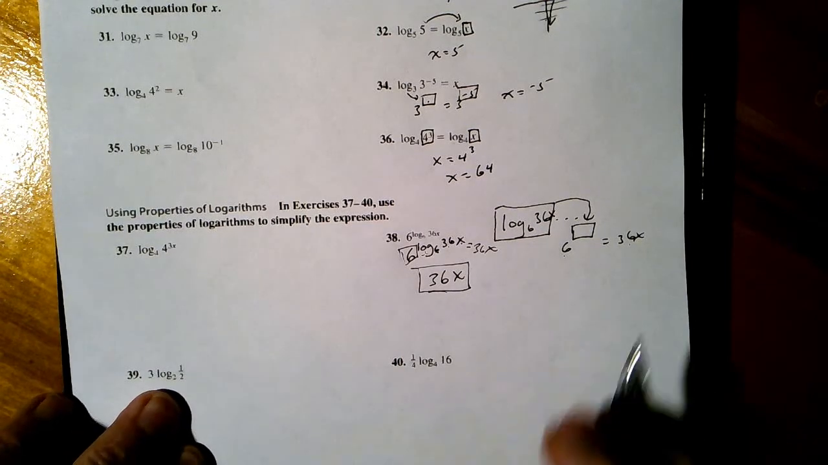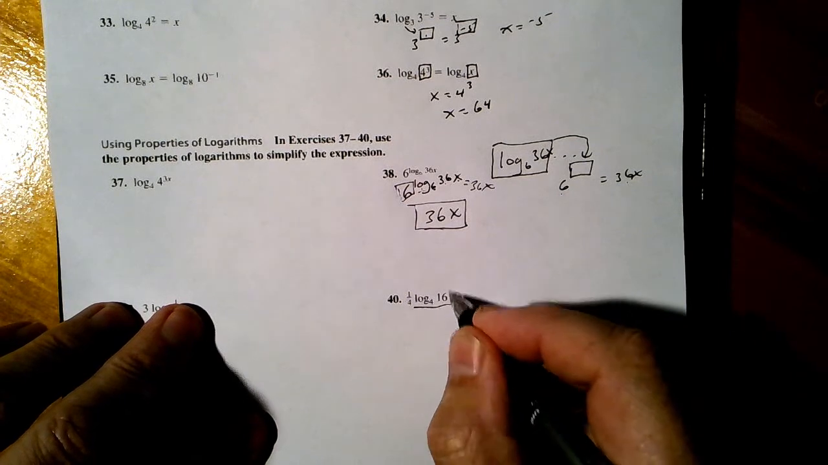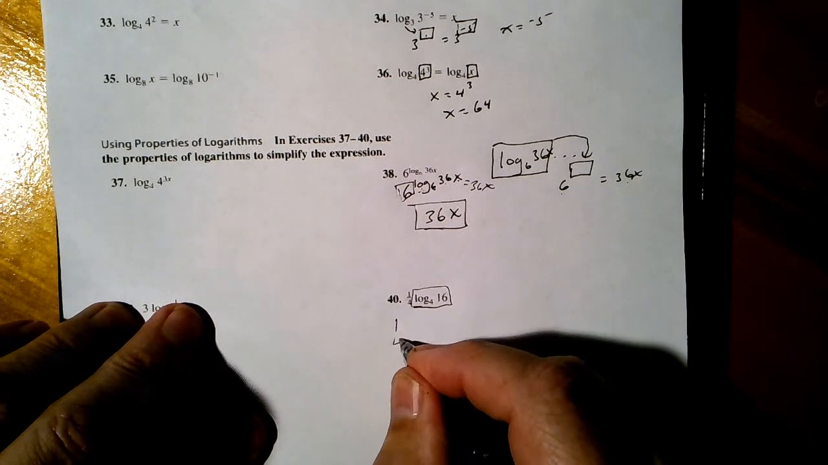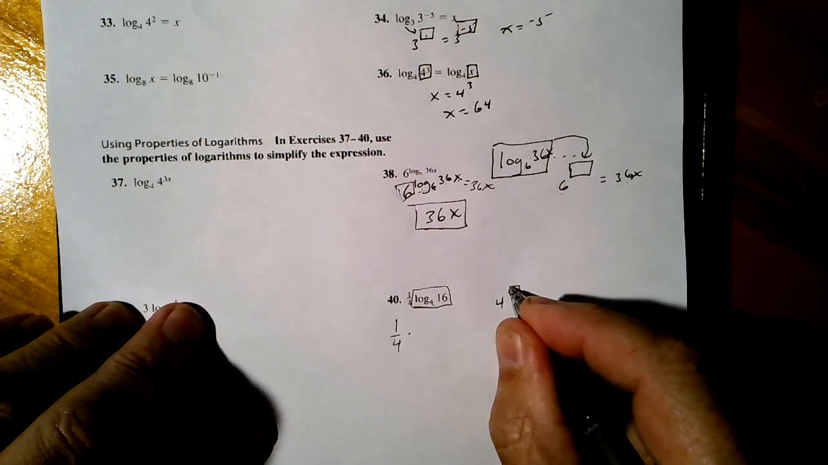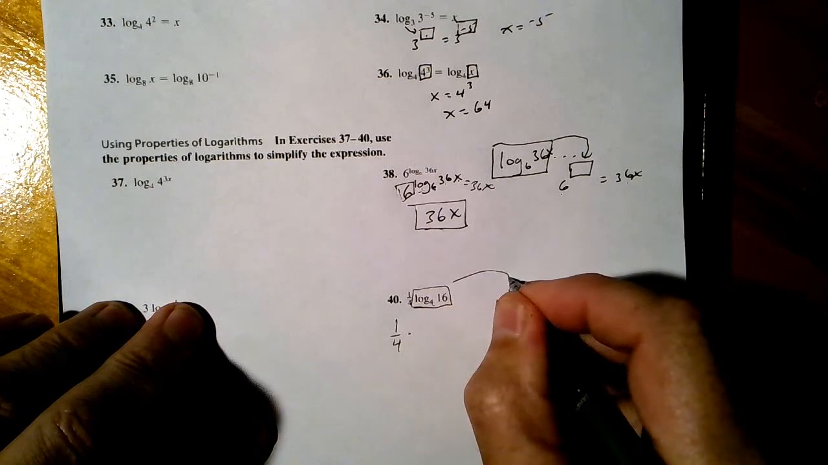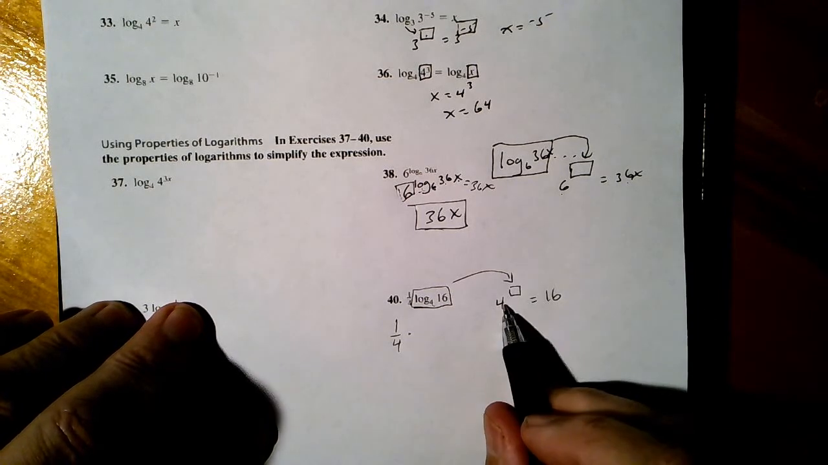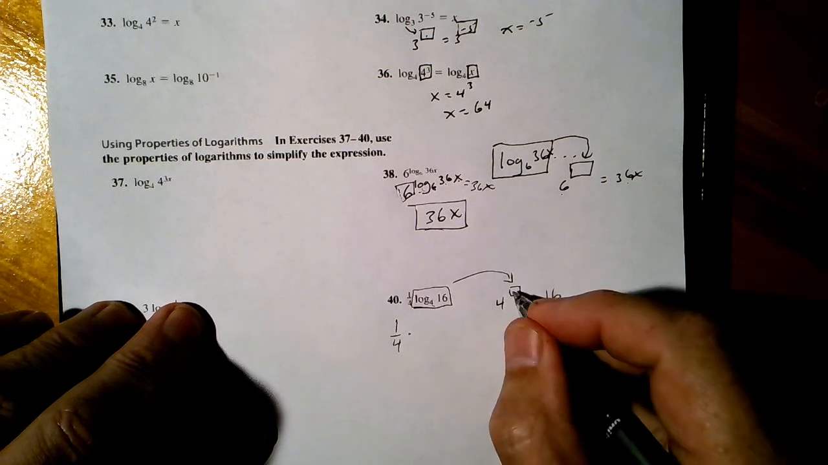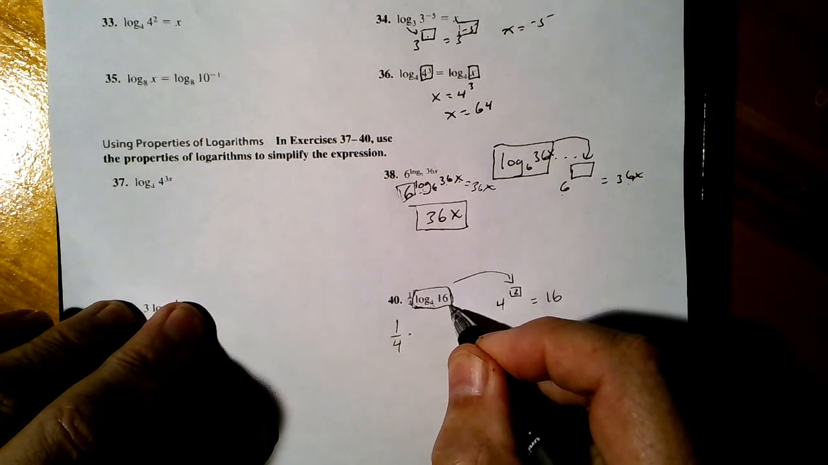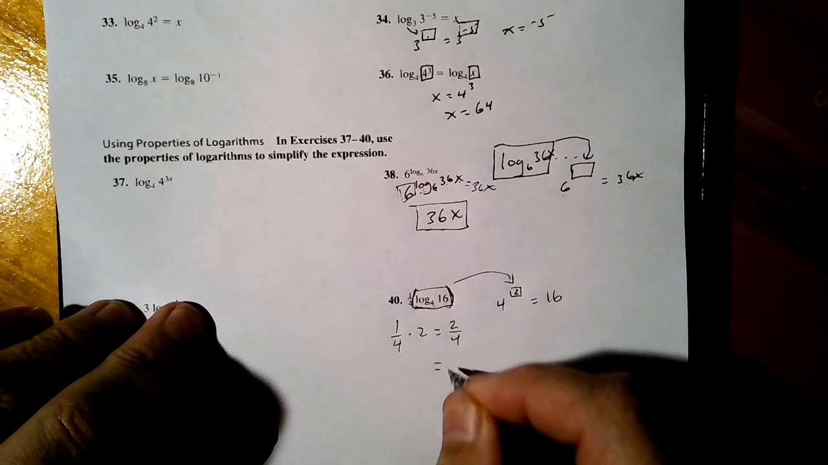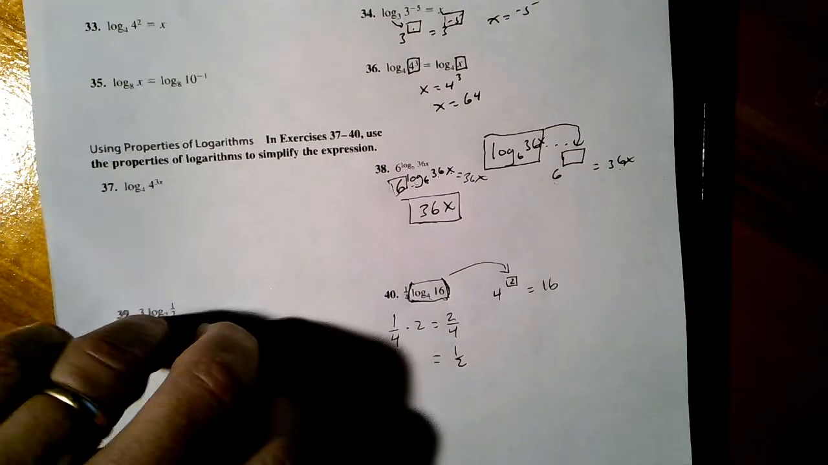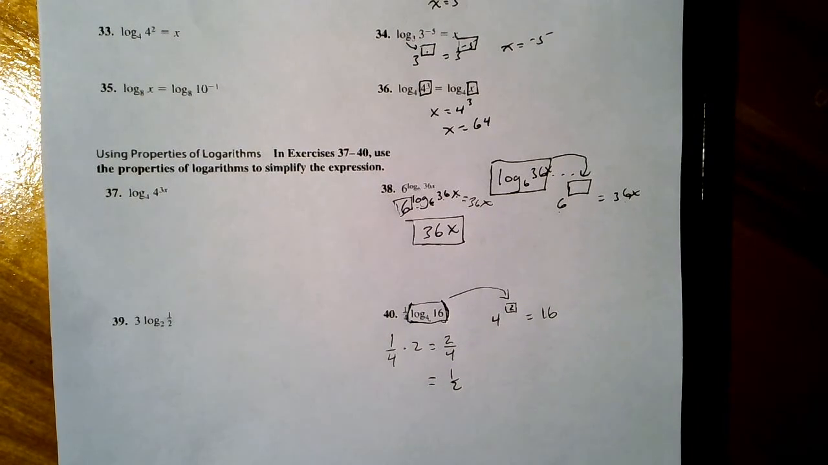All right. Number 40. This right here, I've got 1/4 times the exponent that turns 4 into 16. What is the exponent that turns 4 into 16? Well, 2 is. So this whole thing is just 2. 2/4 or 1/2.